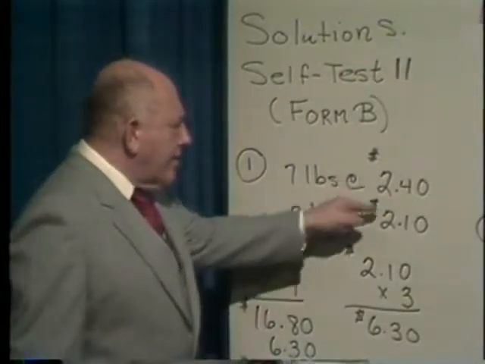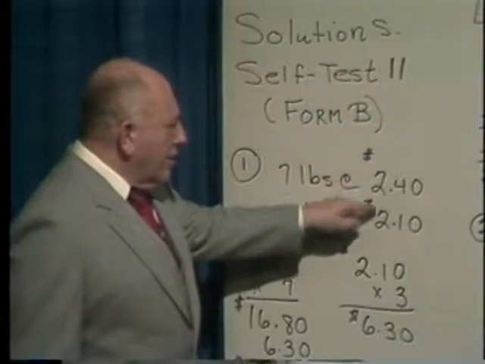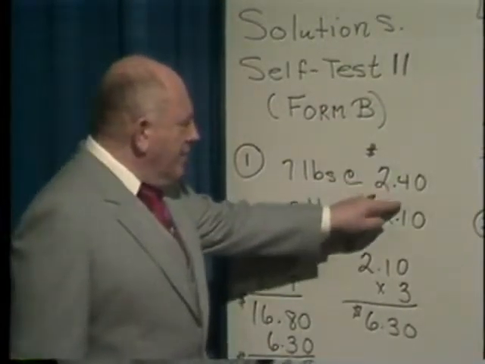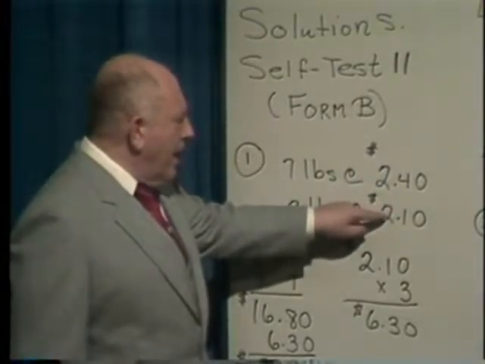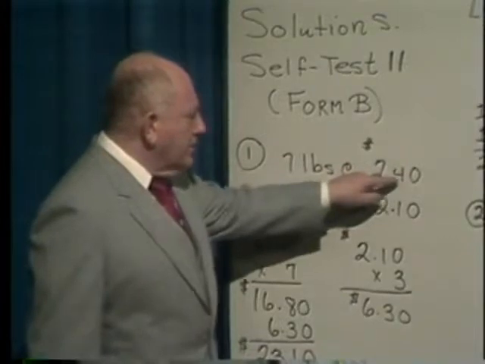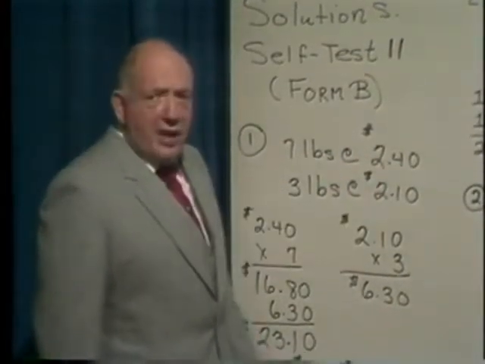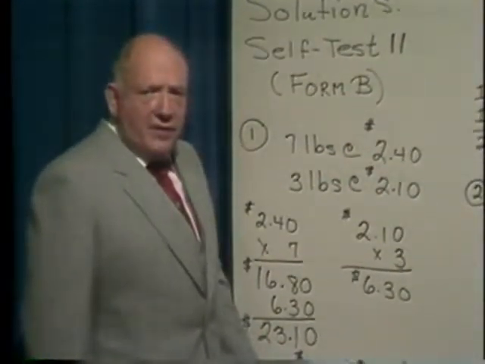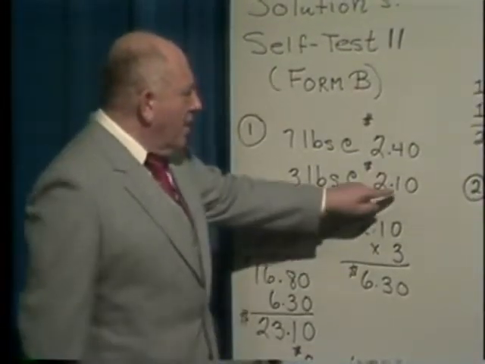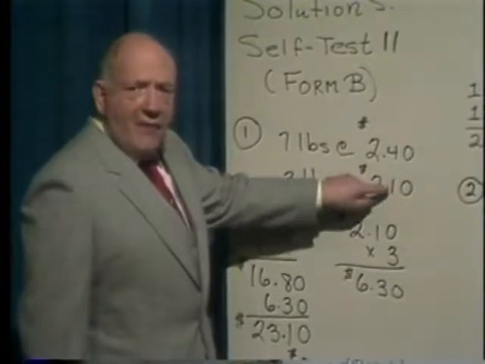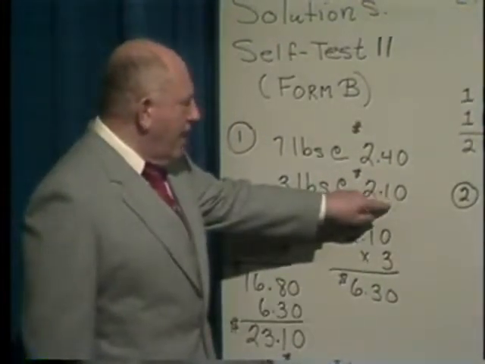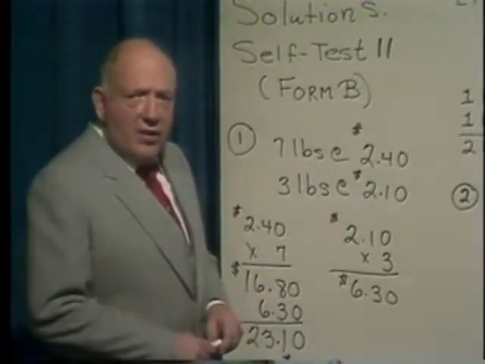You see, the tendency for most people is to look at the two numbers, and the usual connotation of average is to find the midpoint number. And that's usually obtained by doing what? Adding the two numbers and dividing by 2. See, $2.40 plus $2.10 would be $4.50. Divide that by 2, that would be $2.25. Notice that $2.25 is halfway between $2.10 and $2.40. It's 15 cents more than $2.10 and 15 cents less than $2.40.